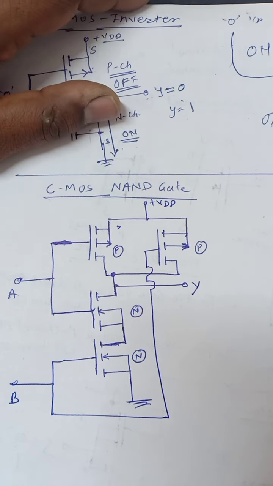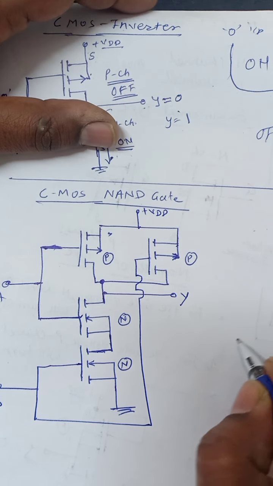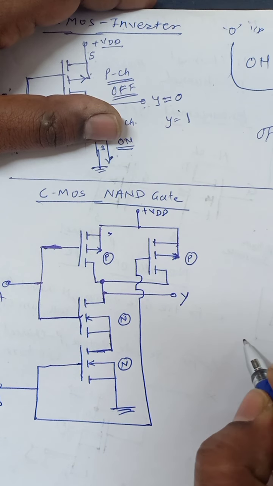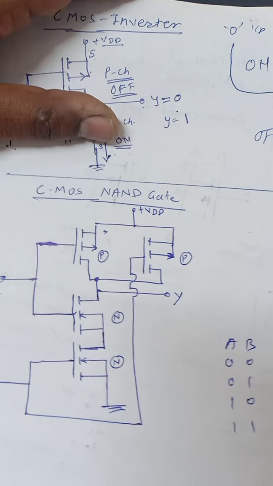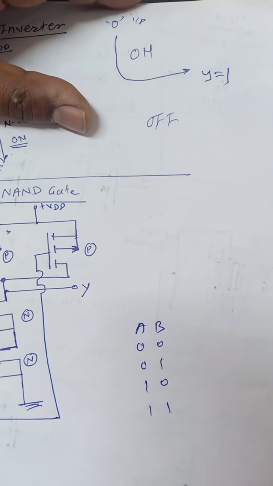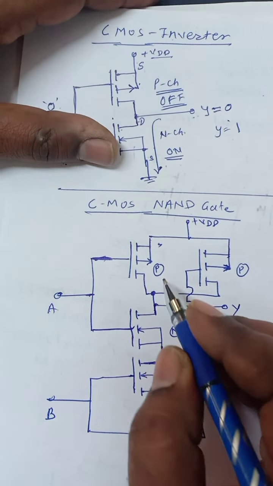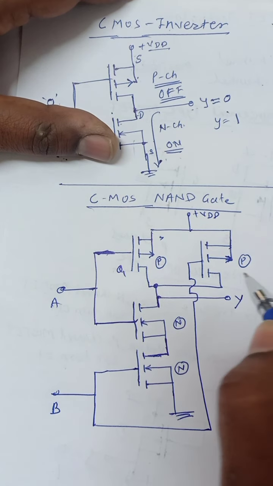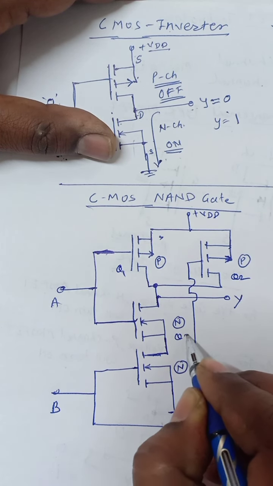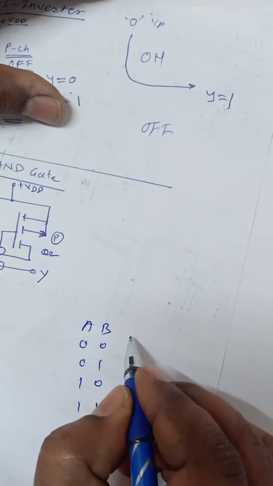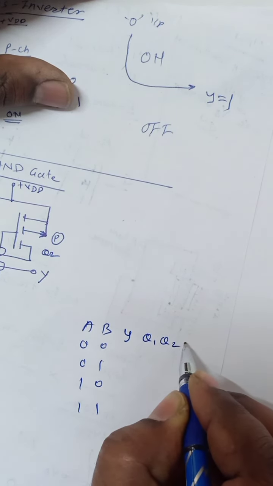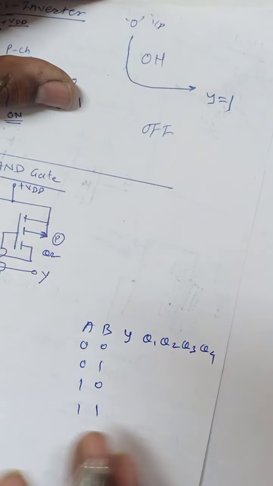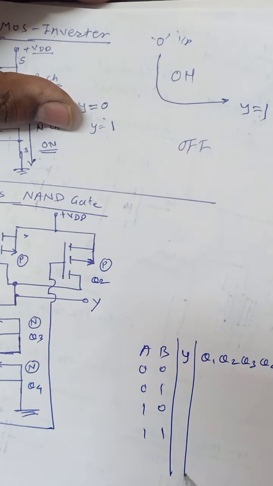For the truth table, the AB inputs are 0 0, 0 1, 1 0 and 1 1. Now we name these transistors Q1, Q2, Q3 and Q4, with Y as the output. So this is the truth table.